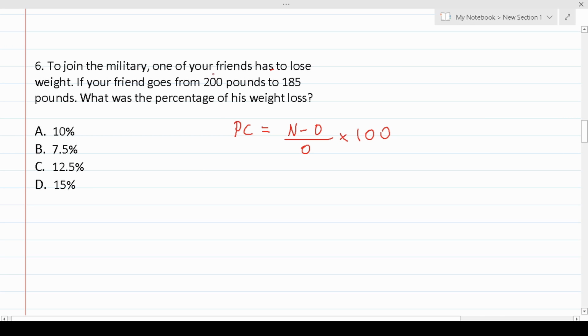Again, their original weight is 200, so that's the old amount. Their new weight is 185. Okay, so we just had to identify those two things. Let's plug them in now. This percent change equals new amount, 185, minus old amount, 200, over old amount, 200, times 100.